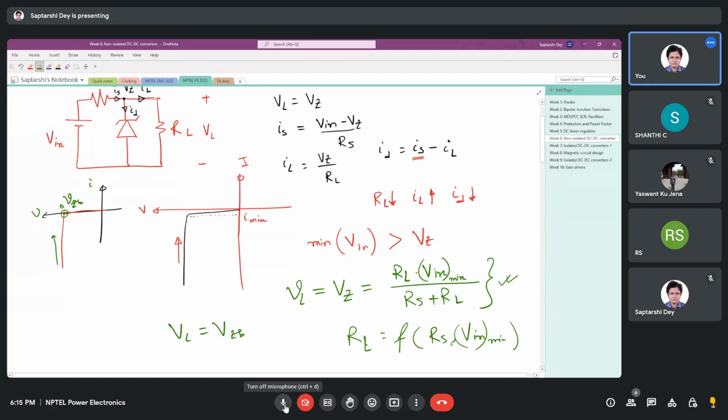Now if you are increasing the value of RL, meaning if you are reducing the load, the Zener comes into action once again because the voltage across it is increasing, and it keeps the voltage fixed. So the output voltage never changes, even at the least input voltage. If the output voltage does not change even at the least input voltage, it will never change at higher values of voltage also.